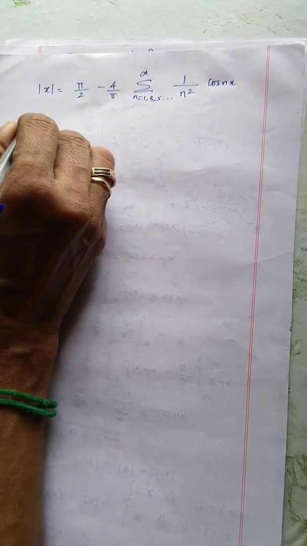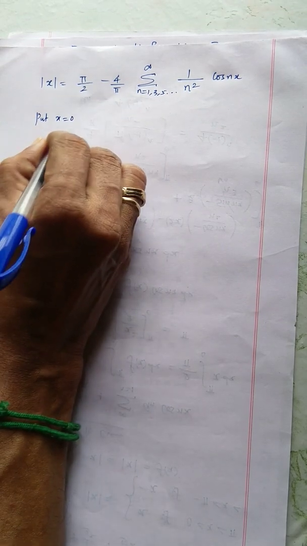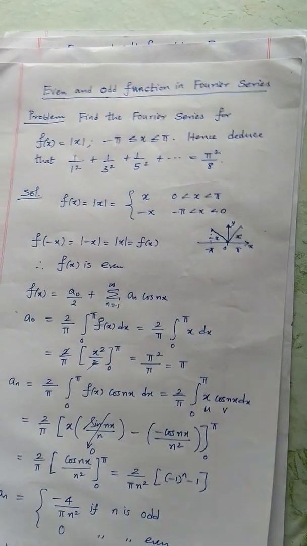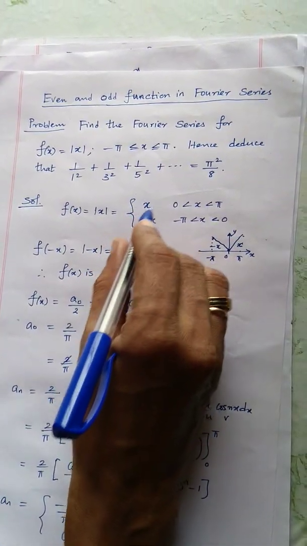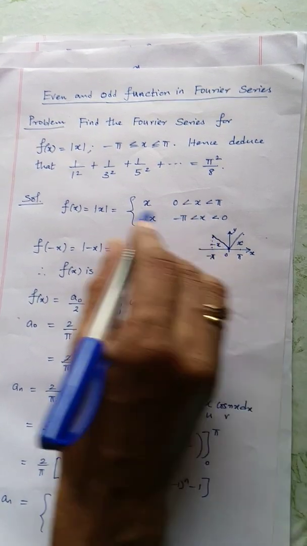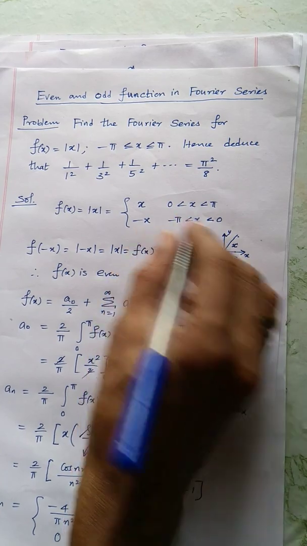Put x equal to 0. You can check the graph of the function. If I give x equal to 0, what is the value? 0. If I give x equal to 0, this is also 0. So there is no discontinuity at all.